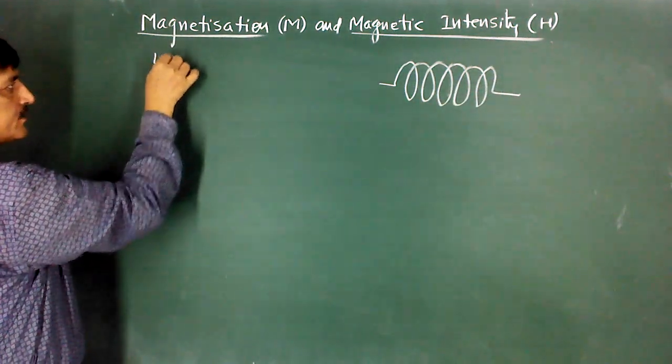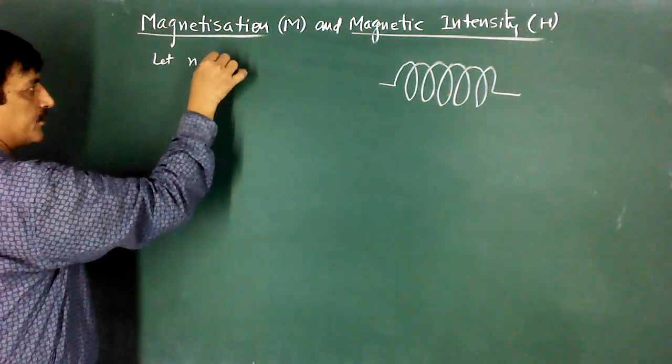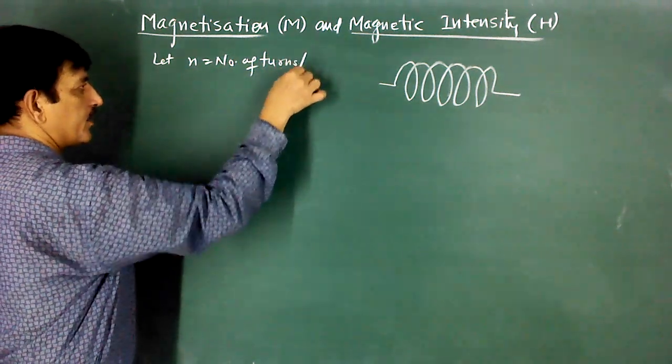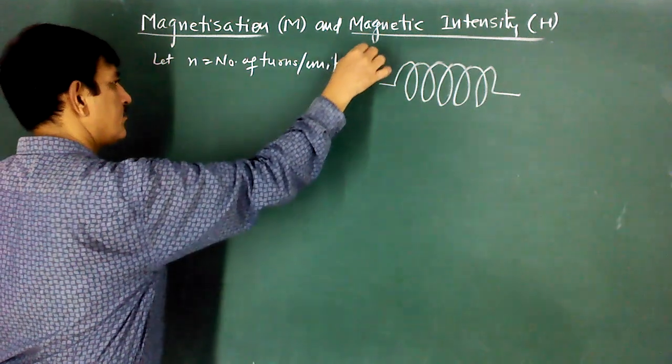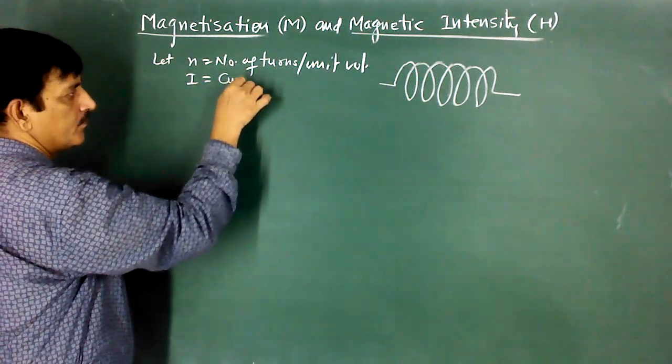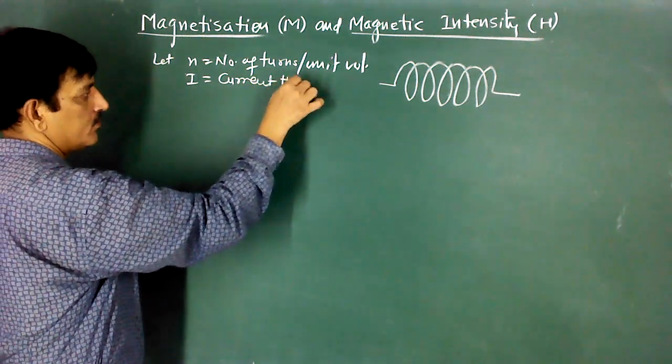and N is the number of turns per unit length, and I is the current through the solenoid.